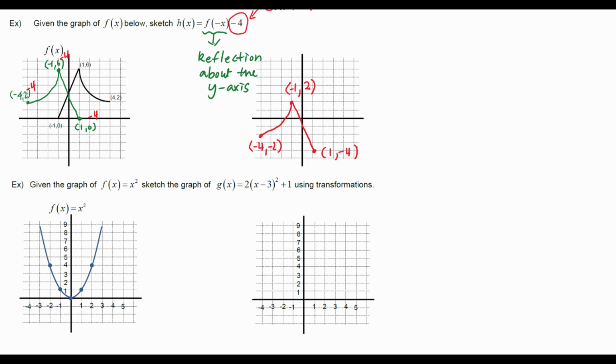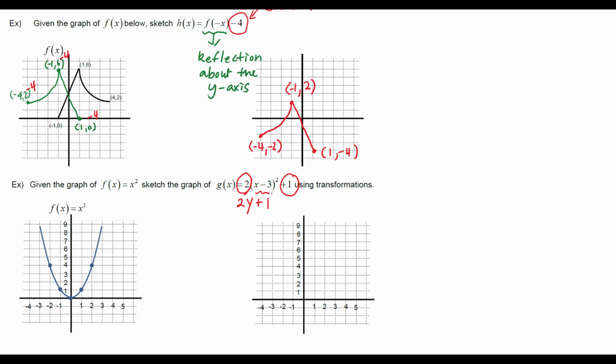Example. Given the graph of f of x equal x squared, sketch the graph of g of x, which is equal to 2 times x minus 3 quantity squared plus 1. So there's no reflection this time since there's no minus in front of the parentheses and there's no minus x either. I just see that whole function is multiplied by 2. So this is the vertical stretch. My y values need to be multiplied by 2. And because it is added 1, you can add 1.